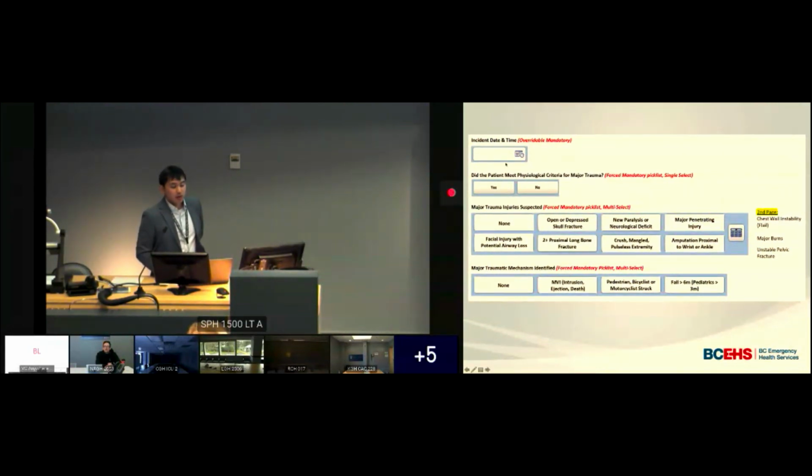The only one is the incident date and time. So we kind of want to know the date and time of the incident, because then it allows us to go back and take a look at TXA use and other stuff like that, and actually look at time of injury to then time of definitive care as well.